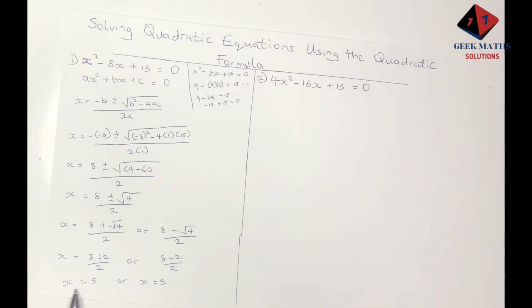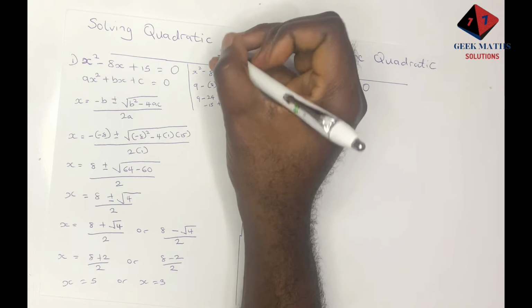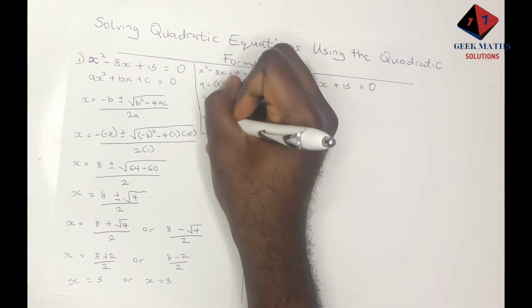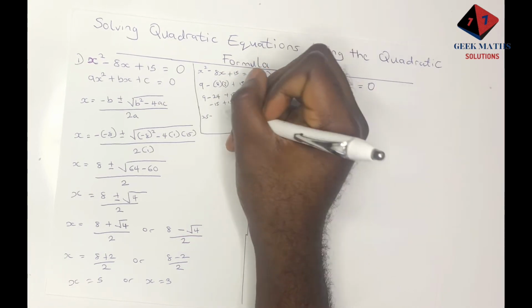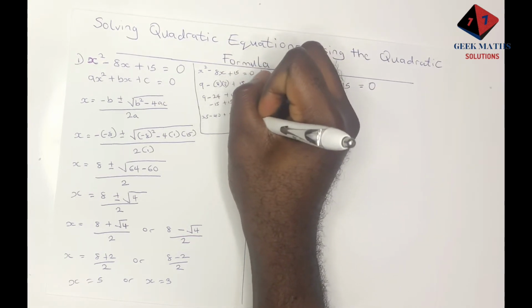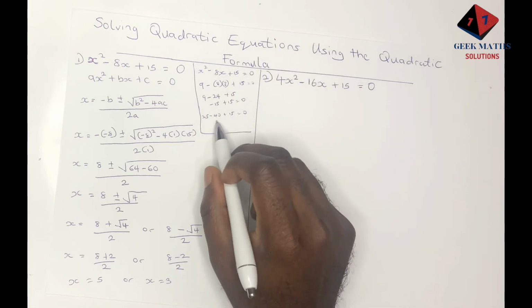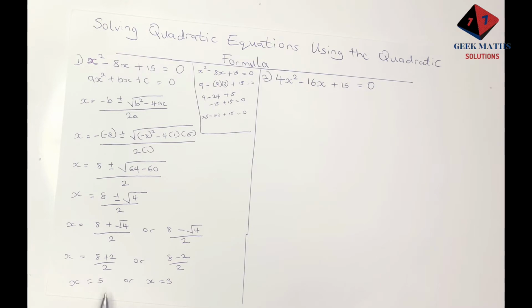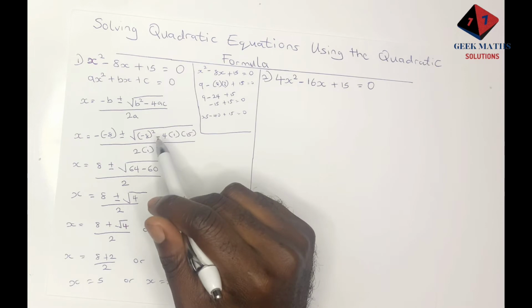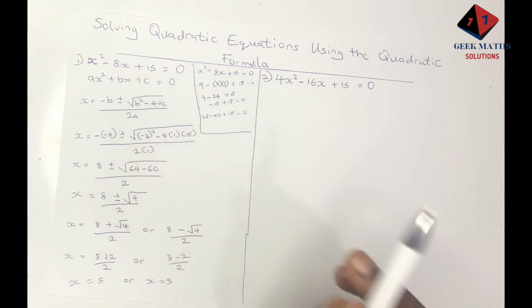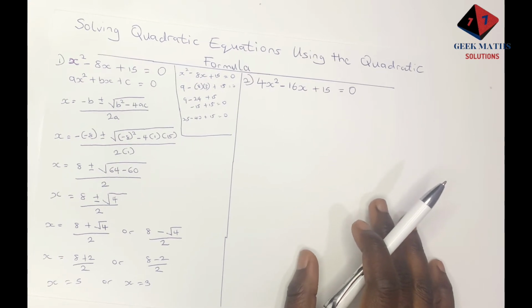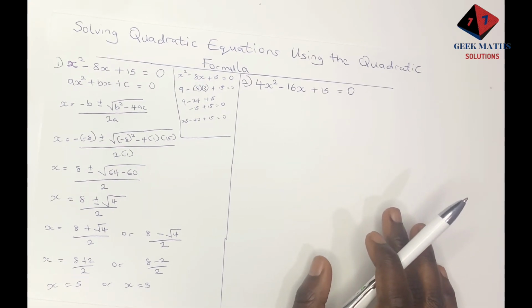And we can also check the second value, which is 5, and that will give us 5 squared is 25 minus 8 times 5 is 40 plus 15 is equal to 0. 25 minus 40 is minus 15, and minus 15 plus 15 is equal to 0. So this shows that the values we got for x using the quadratic formula for this equation are correct. So we'll solve another example of a quadratic equation using the quadratic formula.